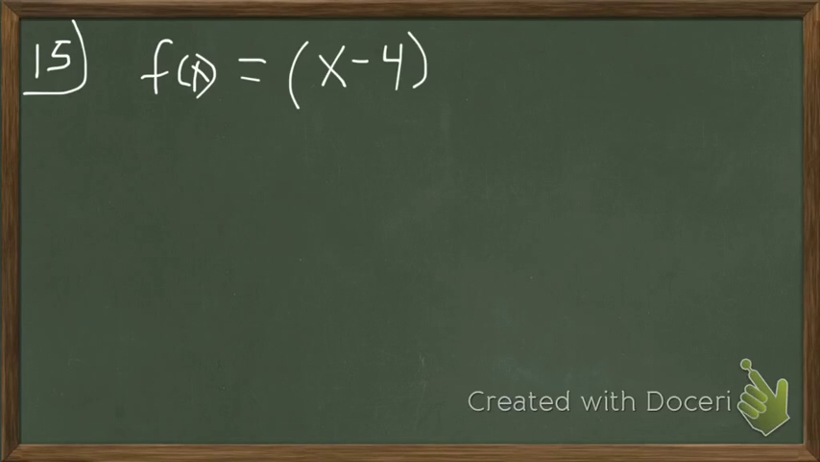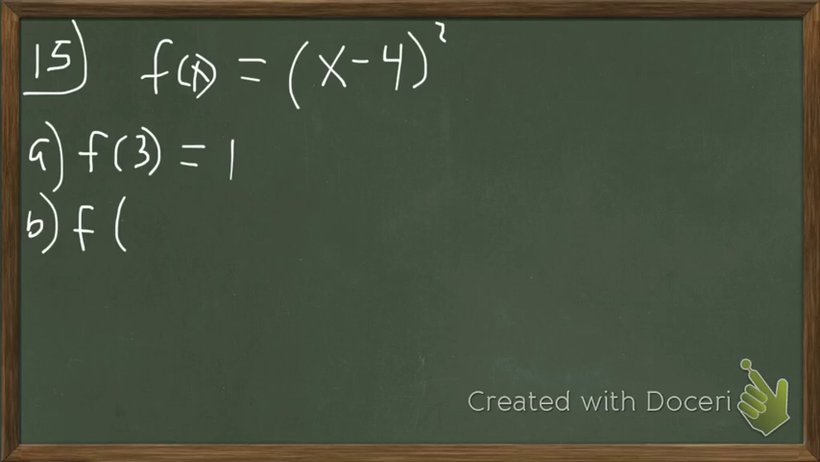All right, that gets us to number 15. It says f of x equals (x minus 4) squared, and they want us to evaluate each of the following. Part A, f of 3 is equal to 1.